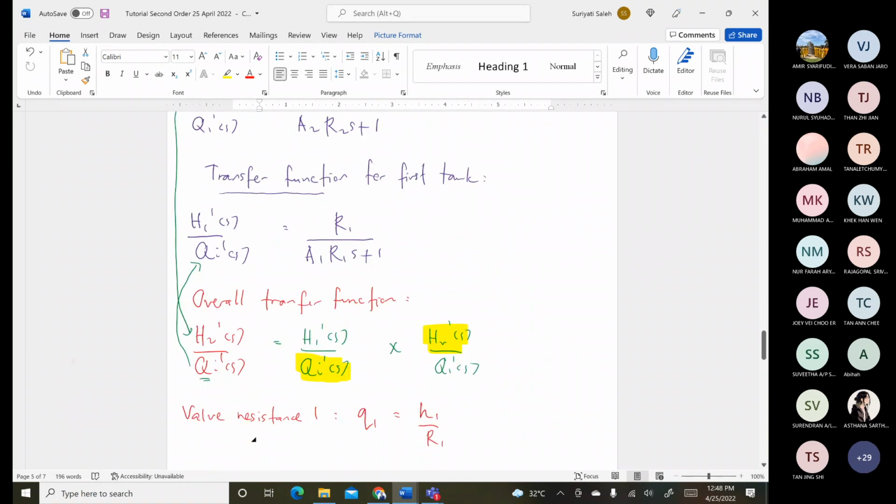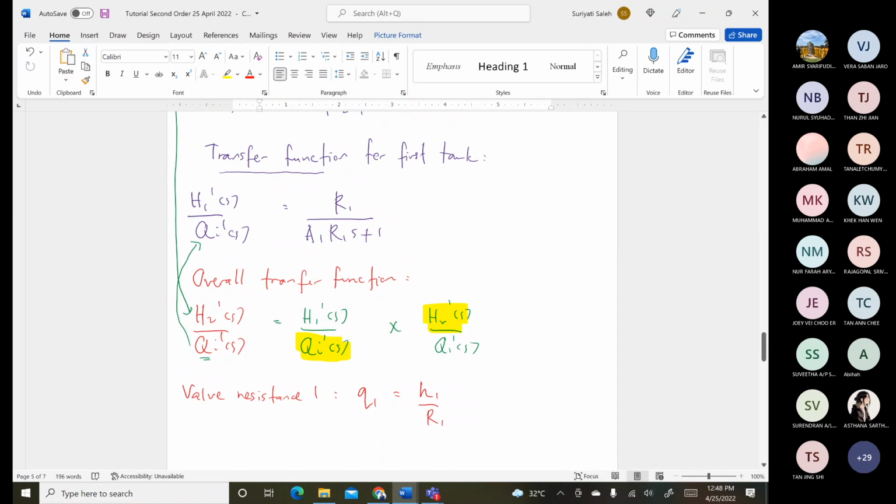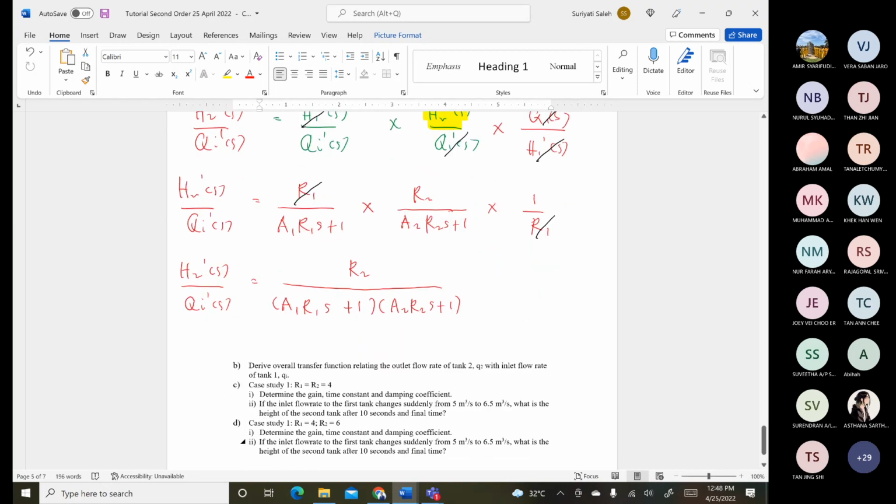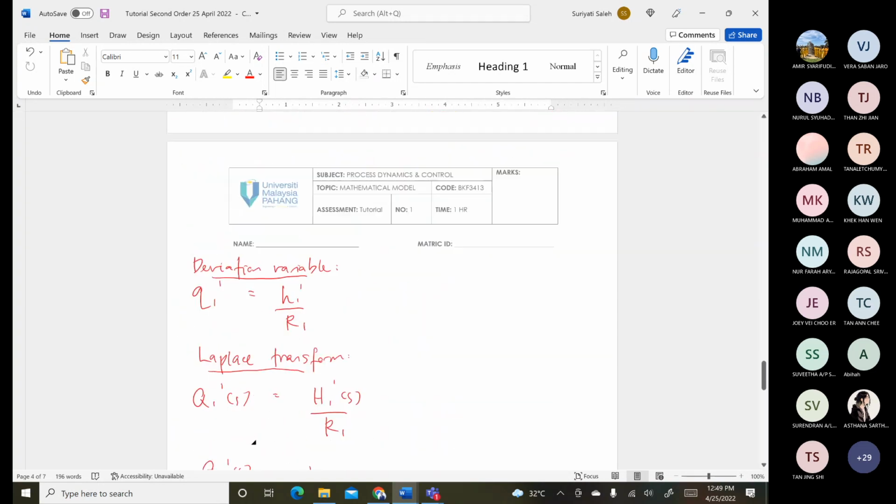So this is the transfer function obtained for question A, relating the H2 over Qi. In this case, if you take a look, we have the R2 over A1 R1 S plus 1, A2 R2 S plus 1. Here, the A doesn't have any variable value, so I cannot substitute the value yet. That one is given in question C, where the value has been given. So we take a look at the B question.